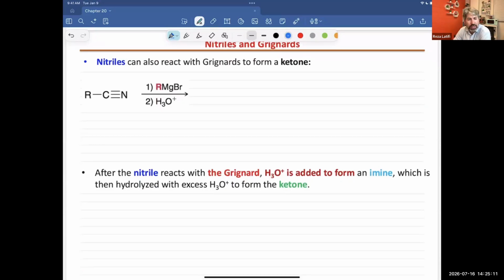Now, nitrile can get involved in nucleophilic addition reactions. Instead of using water or acidic or basic solution, you can use a Grignard reagent.